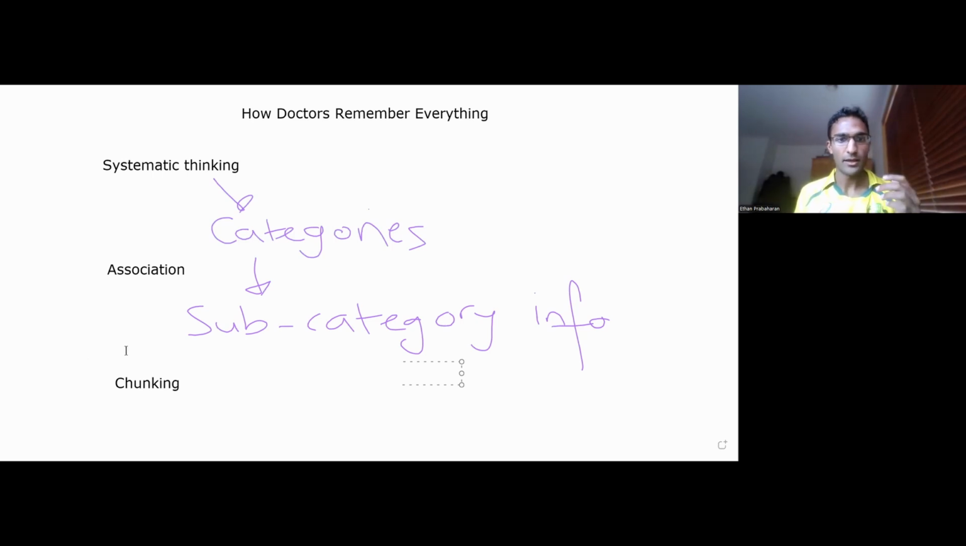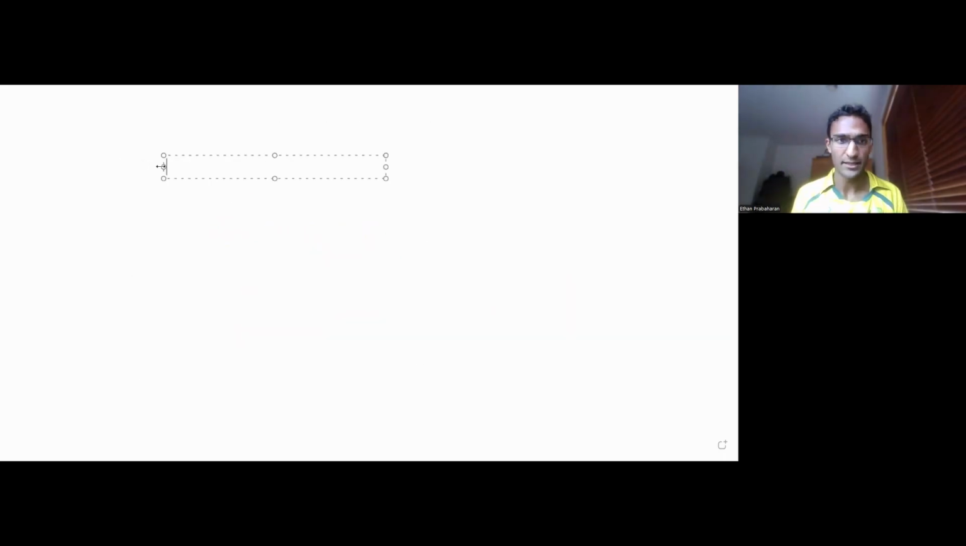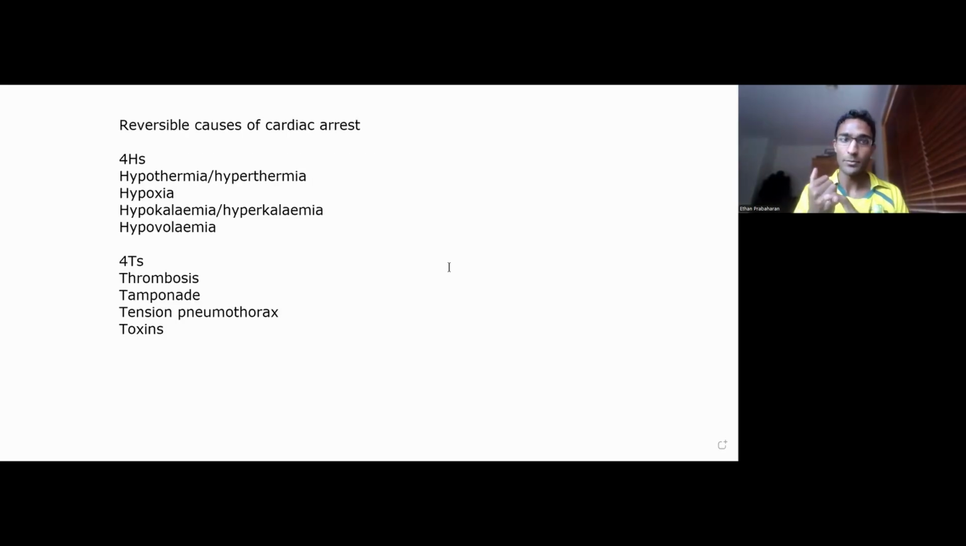Okay. So how can we put that all together in an example? Let's say we want to learn the reversible causes of cardiac arrest. And in medicine, there's a nice way of splitting them up, which is the four H's and the four T's. So four H's are hypothermia, hypoxia, hyperkalemia, hypovolemia. So these four are causes of reversible cardiac arrest, and then you have your four T's as well: thrombosis, tamponade, tension pneumothorax, and toxins.